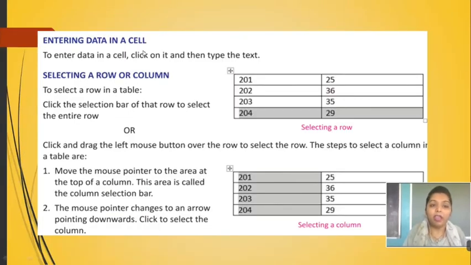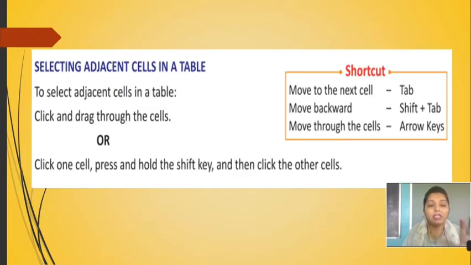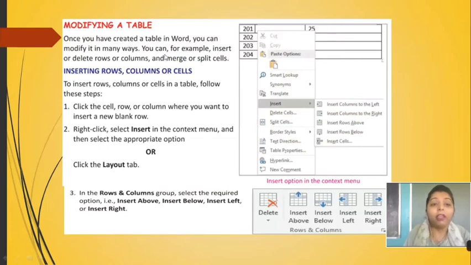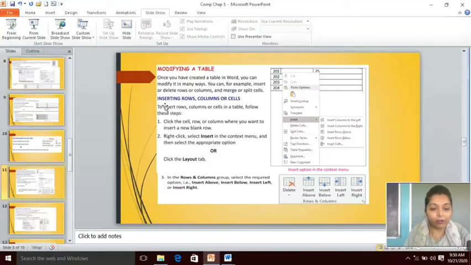Now, next we have seen that entering data in the cell. I have shown you selecting a row or a column and selecting adjacent cells in a table. This we have also seen how to move to the next cell, how to move backward and move through the cells. Now moving through the cells, you can use the arrow keys. Clear? Next, modifying a table. Now how we can modify the table, in that how we can insert rows, columns or cells. We will see that also.